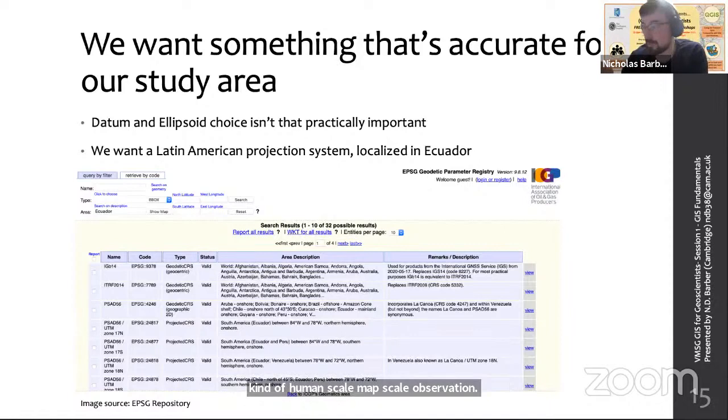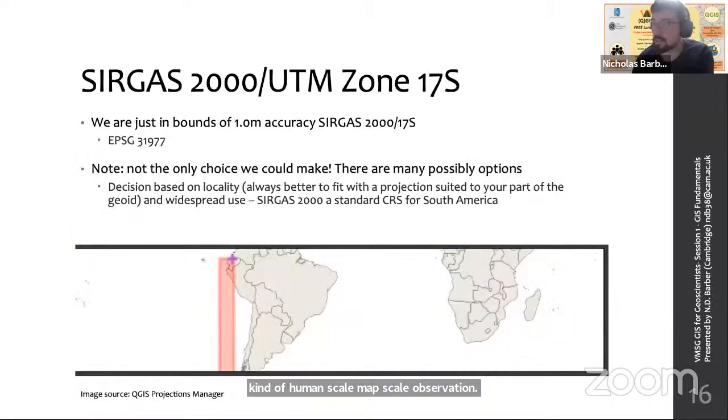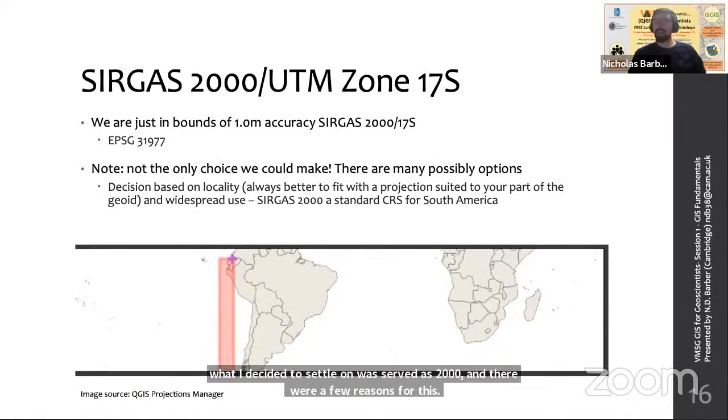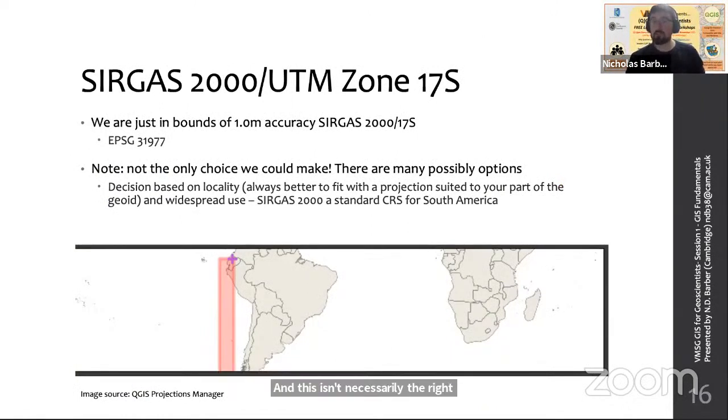And even then, there's still lots of options. So what I decided to settle on was SIRGAS 2000. And there were a few reasons for this. And this isn't necessarily the right reason for this region of the world. And in fact, if any of you work in or know anyone who works in Latin America or in Ecuador, I would love to know what other projection systems they use, because there probably are other ones I'm not aware of. This was just sort of the one that I found most beneficial for this particular application.